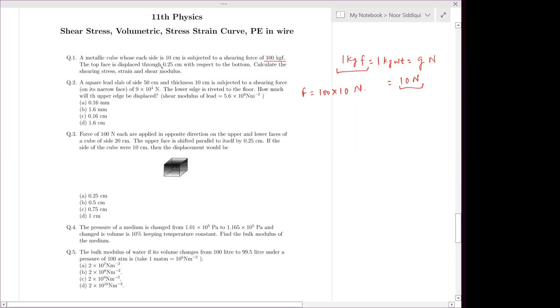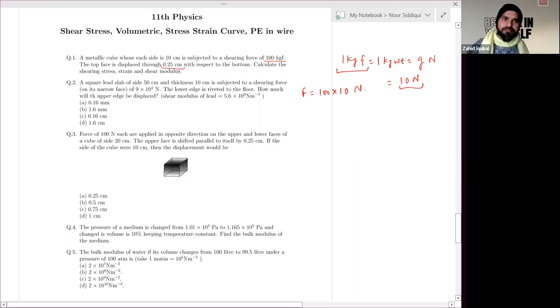And there is displacement of its top by 0.25 centimeter with respect to bottom. So X is 0.25 in terms of centimeter. If you want to convert it into meter, just multiply it by 10 to the power minus 2. So calculate shearing stress, strain, shear modulus.